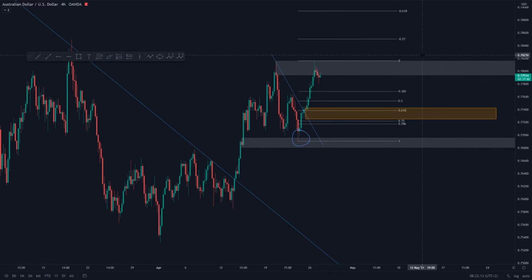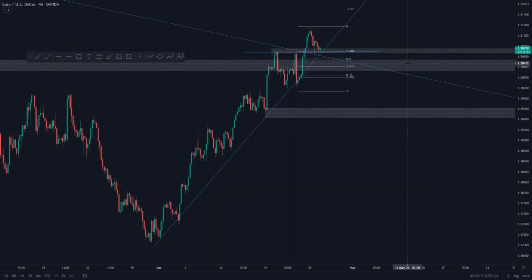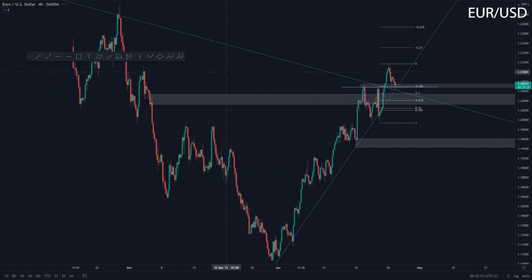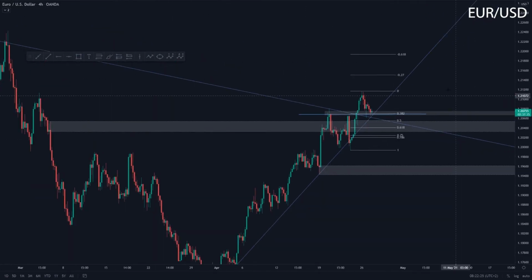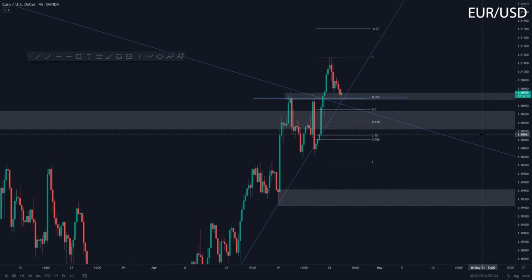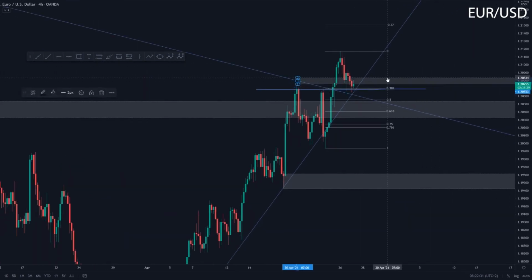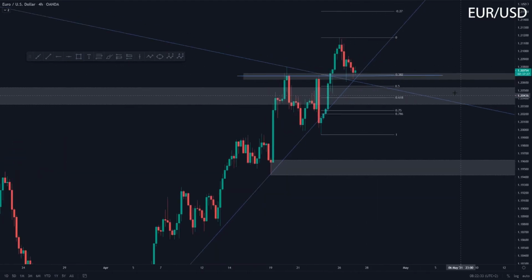Let's head over to Euro dollar. And Euro dollar is situated perfectly at this area of interest. So we're currently situated at this trend line, at this other trend line, at support. So yeah, I'm just going to be waiting for some bullishness to occur within the market at the moment on Euro dollar. Wouldn't be surprised if we start moving towards the upside.